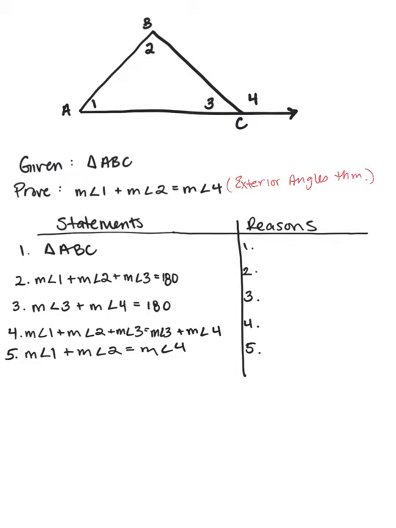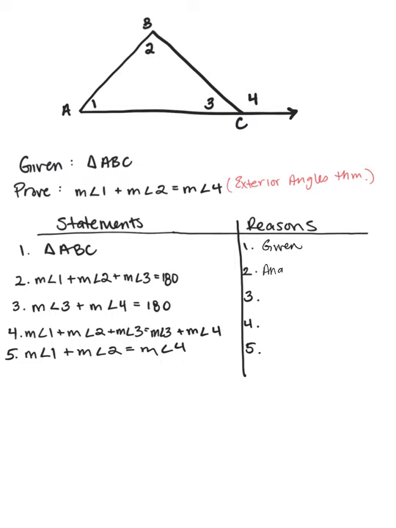So that's proving that angle 4 is equal to angle 1 plus angle 2. So given this diagram, my first reason in my proof is given, always. The next statement in my proof says angle 1 plus the measure of angle 2 plus the measure of angle 3 is 180 degrees. Well, we know those three angles add up to 180 degrees because we just proved that.